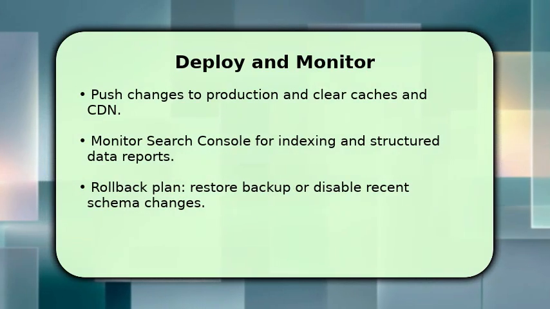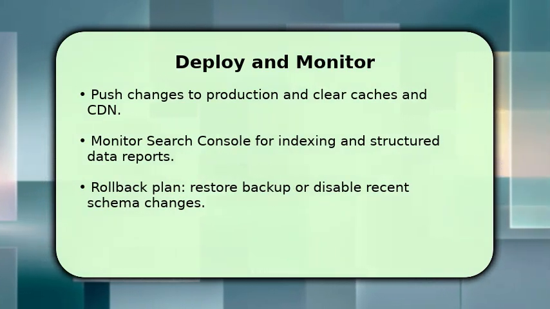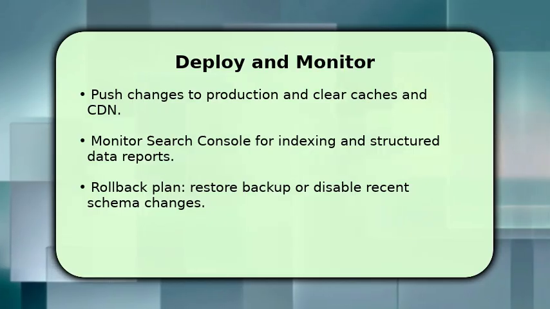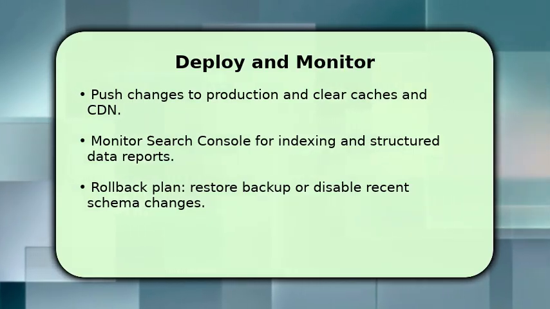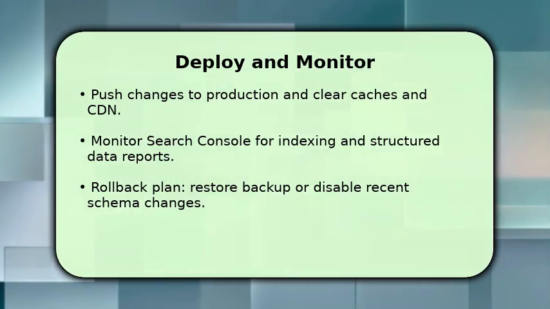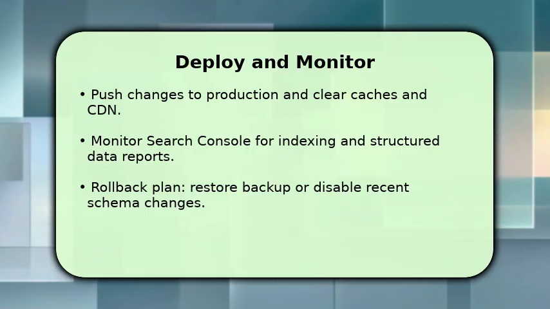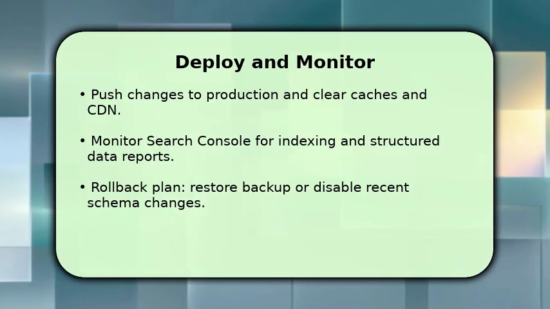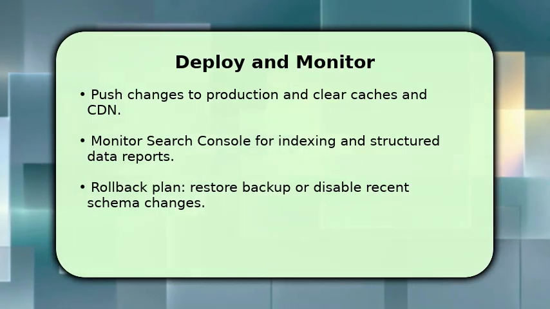You're ready to deploy. Push the validated schema to production, then clear WordPress caches and any CDN caches so updates appear. After deployment, monitor Google Search Console and other indexing tools for errors or warnings, and watch traffic and rich result impressions. If issues arise, revert quickly using your backup or disable the schema changes while you troubleshoot.